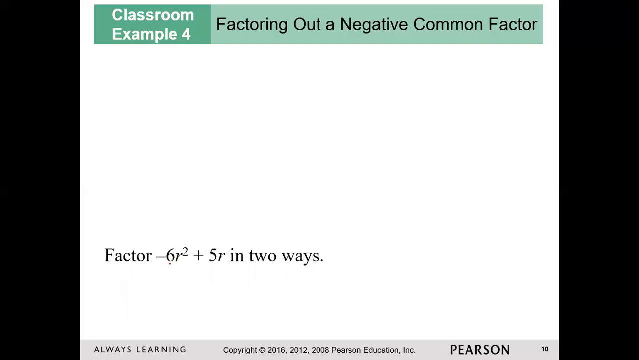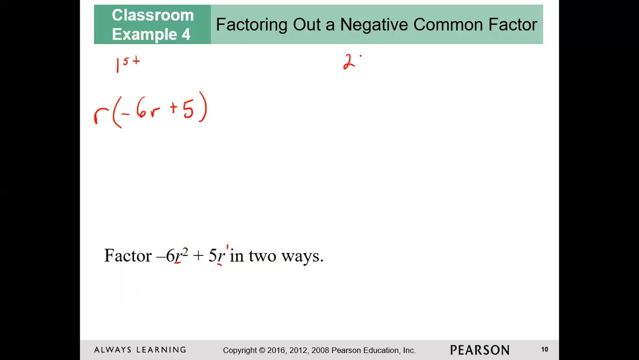So you look at this negative 6r squared plus 5r, and you can see that they have an r in common, and as far as finding the GCF, it's always the smallest exponent of those common variables. So the first way that I'm going to factor this is to take the r out, and that leaves you with negative 6r plus 5. So that one's pretty clear.